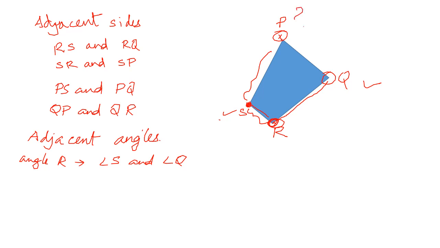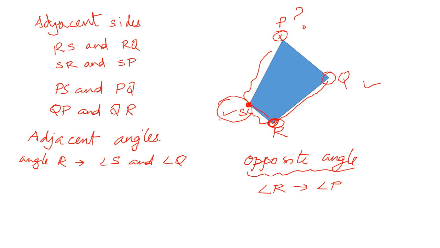What about P, children? P is the opposite angle. It is very easy to find opposite angles, isn't it? So what is the opposite angle? Opposite angle of R is angle P. Angle R and angle P are opposite to each other. Angle S and angle Q are opposite to each other. Do you get me? Now, like opposite angles, there should be opposite sides as well. What do you mean by opposite sides?